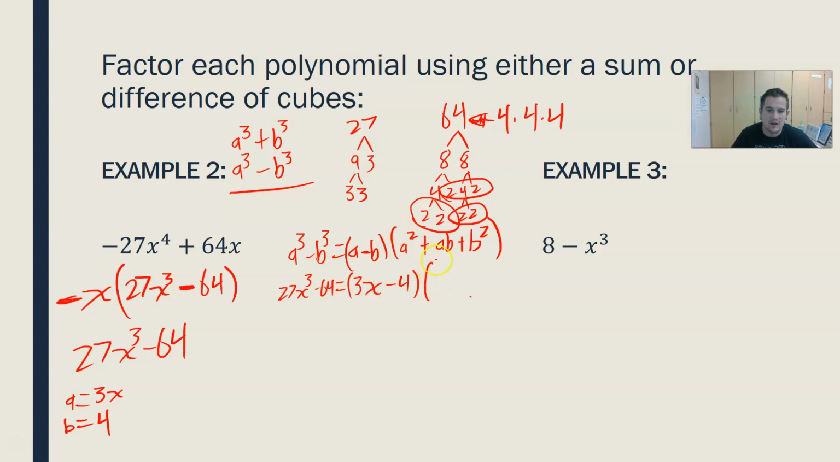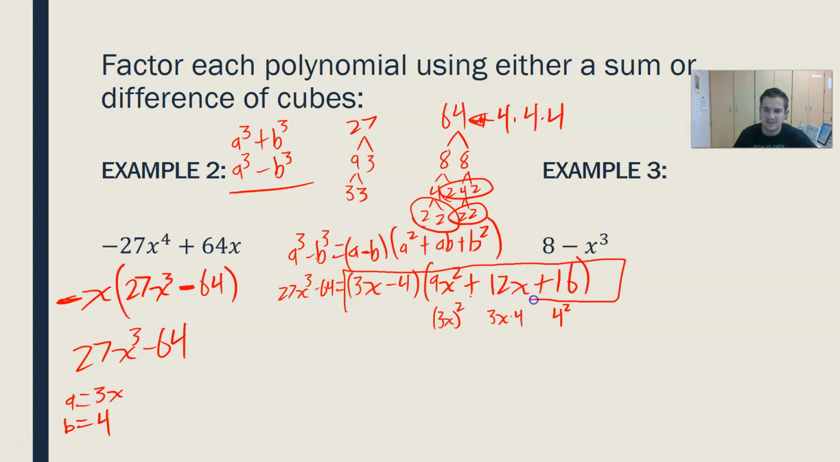Then a squared, 3x squared will be 9x squared. 3 squared is 9, x squared is x squared. Plus a times b, which is 3x times 4, which is 12x. Plus b squared, which is 4 squared, which is 16.